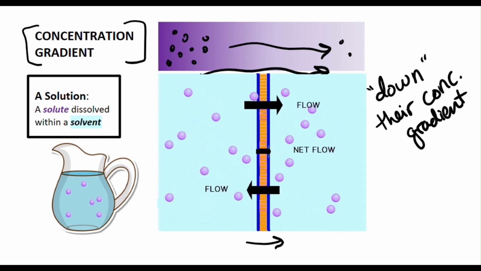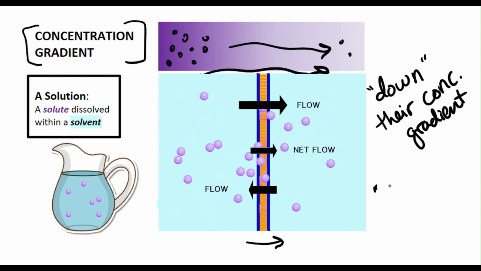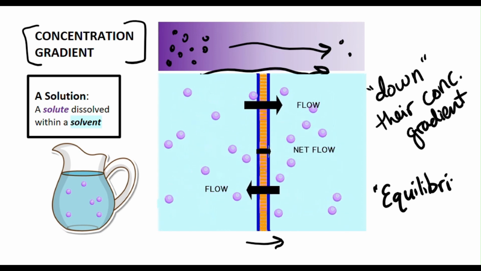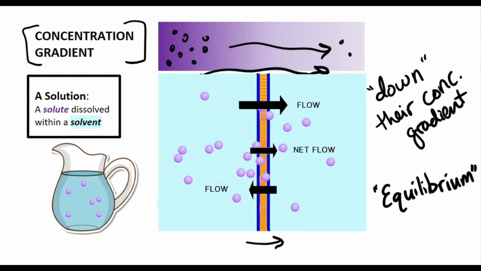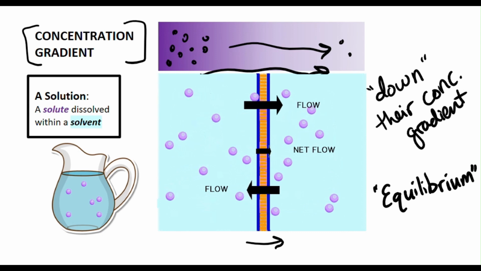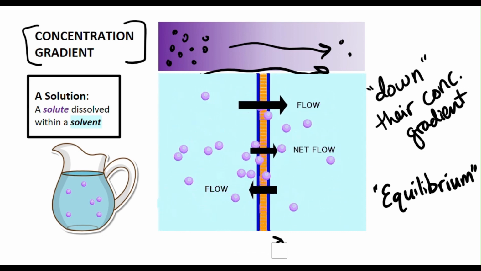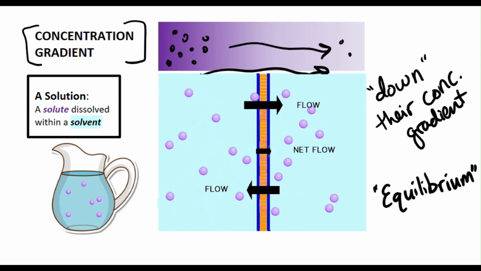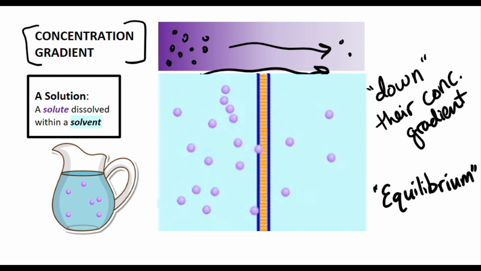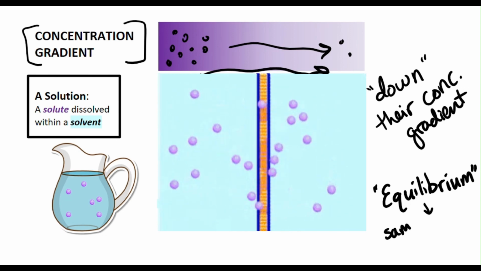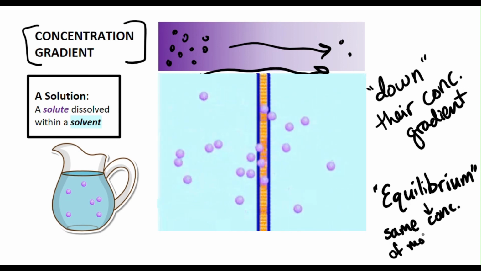And they will continue to do that until they reach something called equilibrium, where there's a balance between the two sides. So the flow goes in both directions randomly, but the net flow, where the majority of the flow happens, goes from that high to low. So at the very, very end of this example, you can see that they are at equilibrium, very briefly, where we have the same concentration of molecules on each side.